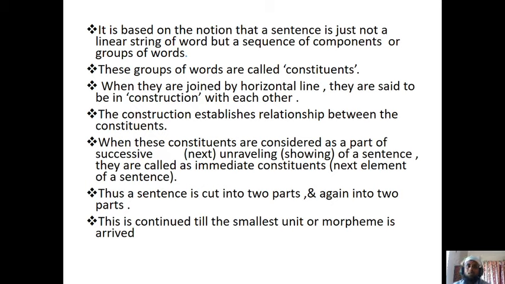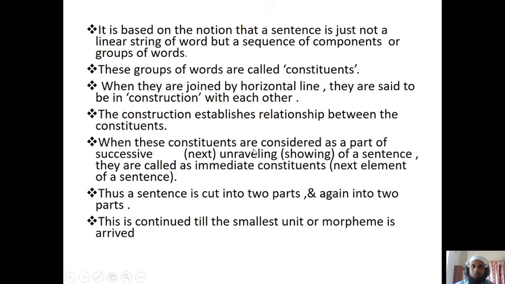Immediate constituent analysis is based on the notion that a sentence is not just a linear string of words, but a sequence of components or groups of words. These groups of words are called constituents. When they are joined by a horizontal line, they are said to be in construction with each other. So Paul and John, these 2 words have some relationship, and you can join Paul and John by a horizontal line. So Paul and John is a constituent, and Paul and John separately are also constituents, but they are called ultimate constituents.